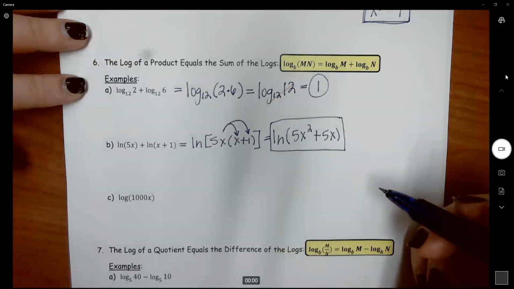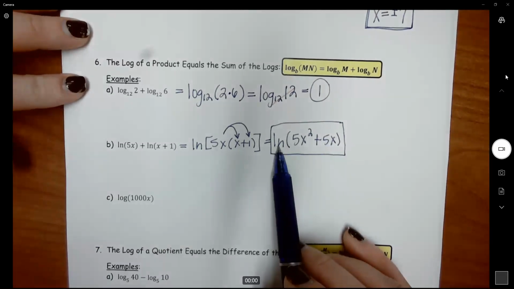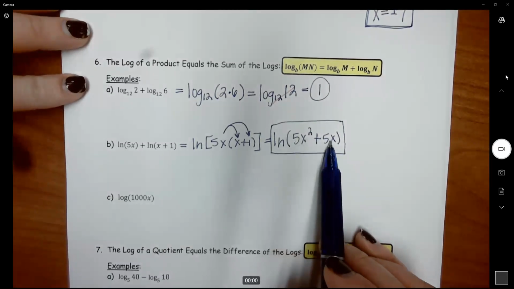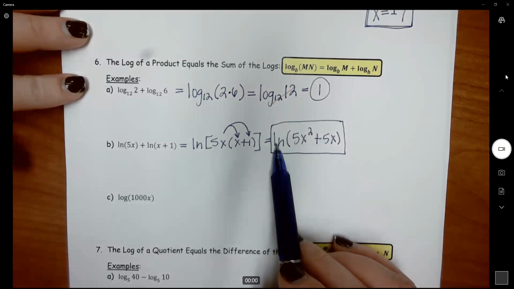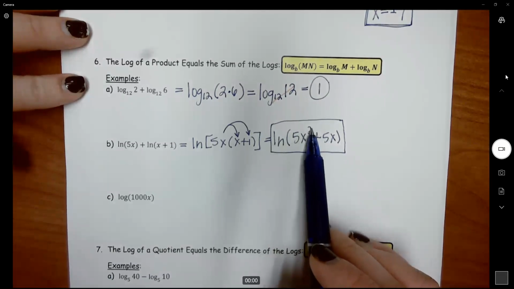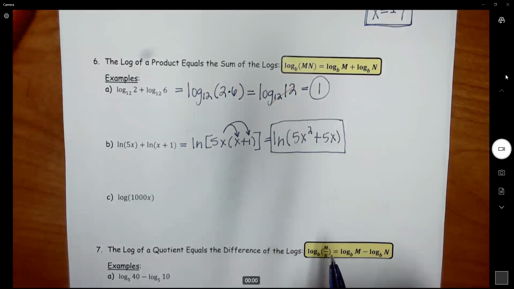Okay, and notice that all of that is in parentheses. If you just give me the natural log of 5x squared plus 5x with no parentheses, you're telling me we're just taking the natural log of 5x squared. So you need all of that in parentheses.